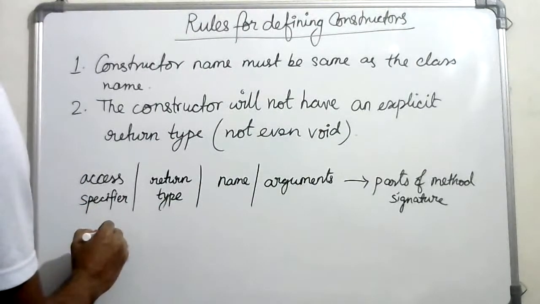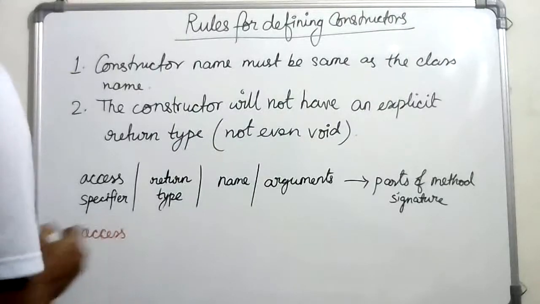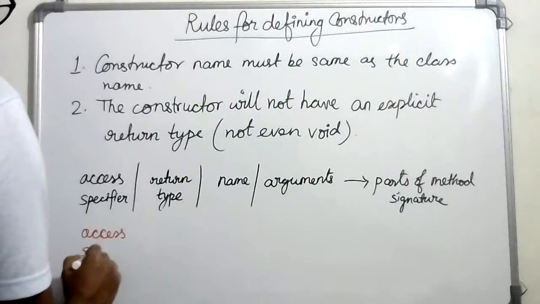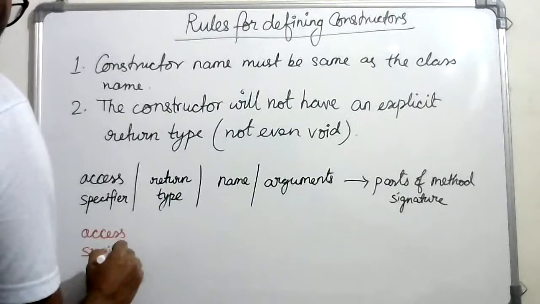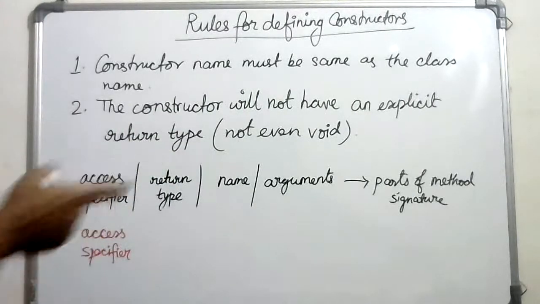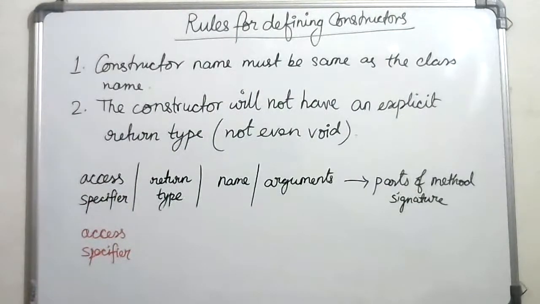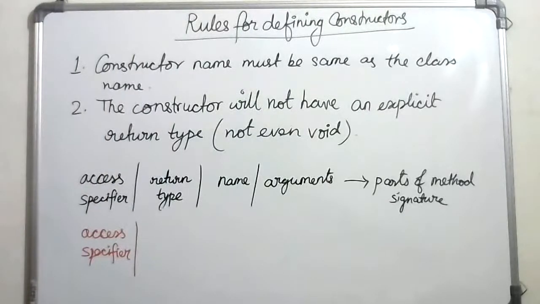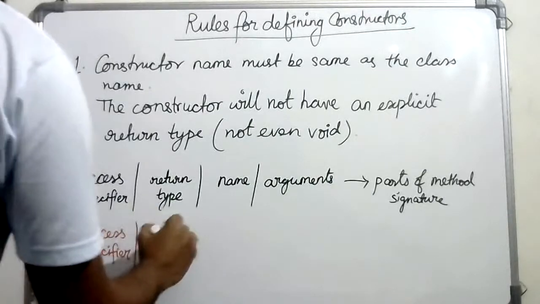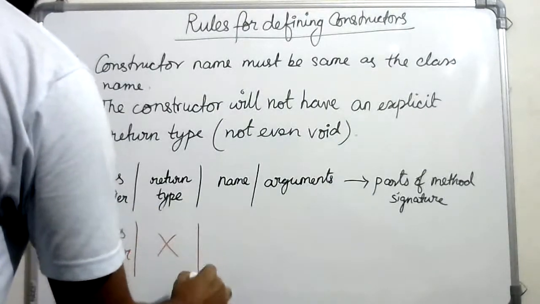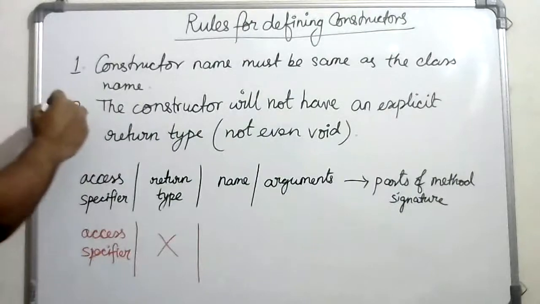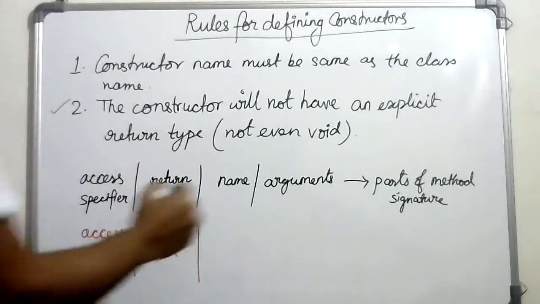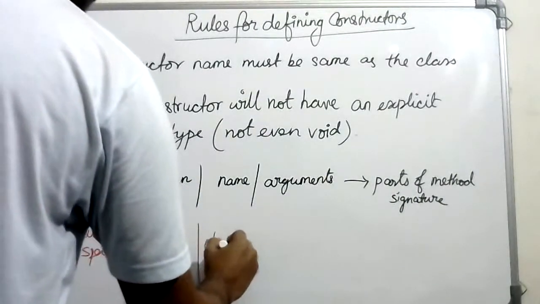So a constructor will have an access specifier part. It is permitted to have an access specifier, but there are some limitations. We will talk about those limitations in the third rule for defining constructors. But before that, it can have an access specifier. Barring certain access specifiers, it can have the others. It does not have a return type. As mentioned by the second rule, it does not have a return type. The name is the class name.